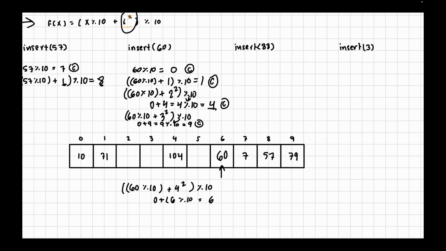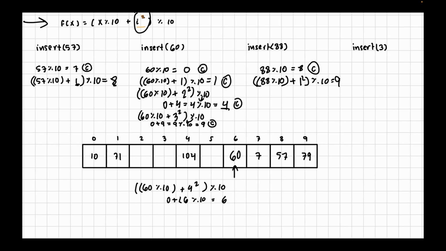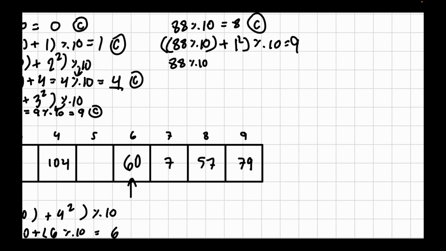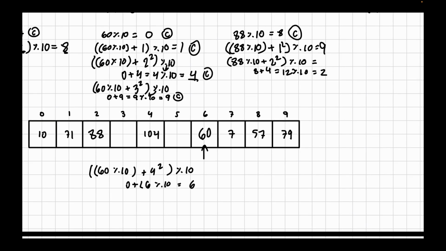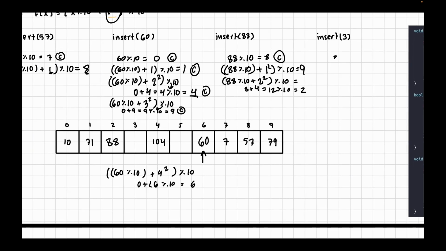So then we want to insert 88. So 88 mod 10, that's 8. We see that that's a collision. So 88 mod 10 plus 1 squared, mod 10, that's 9. That's a collision. So 88 mod 10 plus 2 squared, that's 4. So mod 10, 4 plus 8 is 12. Mod 10, that's 2. So 2 is free, so we'll put 88 here. And then we want to insert 3. So 3 mod 10, that's 3. That's free, so place 3.